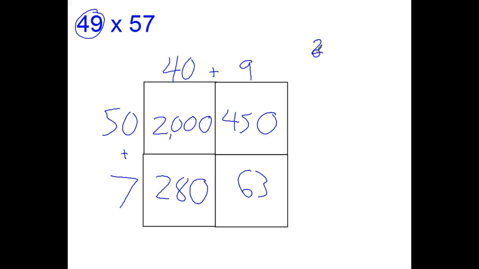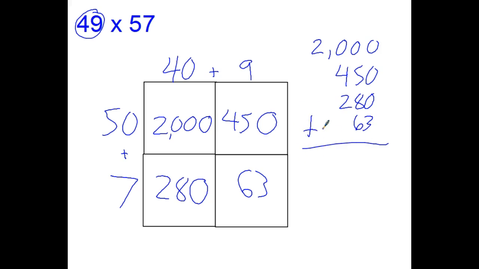Add up all my numbers together. 2,450, 280, and 63. And add them up. Got a 3, 6, 14, 19. Down my 9, carry my plus 1. 5, 6, 7. Nothing to carry there. 2,793.